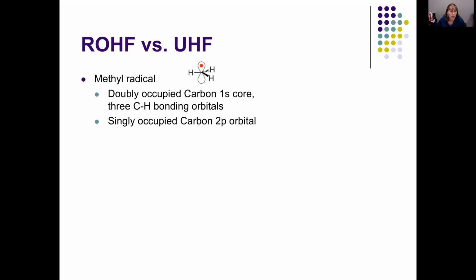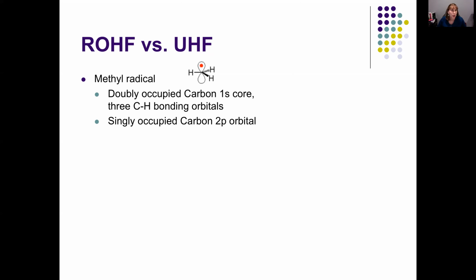Another case where we really need to think about this is something like the methyl radical. In the methyl radical, we have a lot of doubly occupied orbitals. There'd be a doubly occupied orbital related to the 1s electrons on carbon, those core electrons. And we'd also have some doubly occupied orbitals related to the CH bonds in the molecule. But then we're going to have one orbital that's singly occupied. So we just have one electron in this particular 2p orbital.